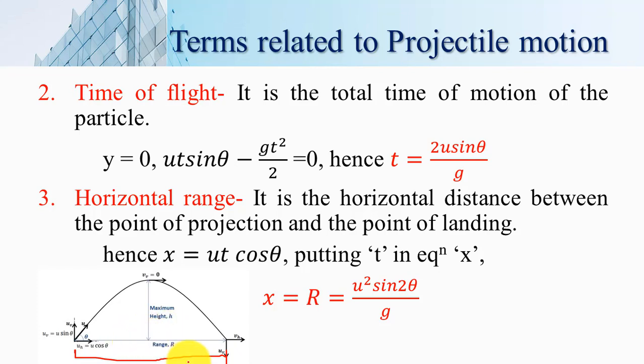Hence, to get this range R, the equation of x is used, that x is equal to ut cos theta. In this equation, put t equal to the time of flight, that is 2u sin theta upon g. By putting this term, we will get x is equal to u square into sin 2 theta upon g. This is referred to as the horizontal range, meaning the maximum horizontal distance covered by the particle.